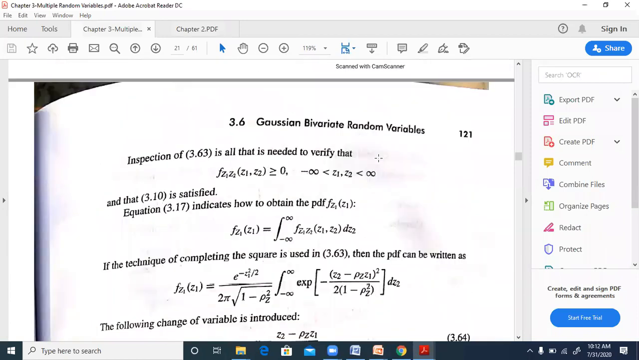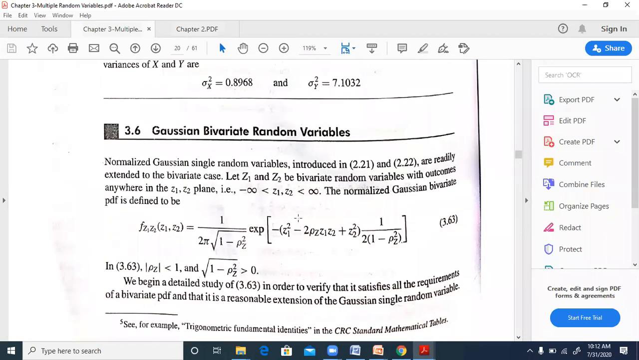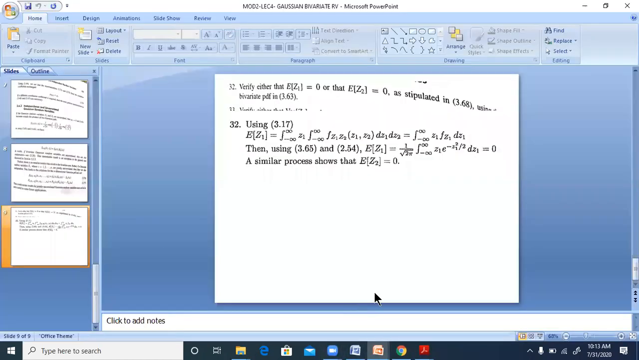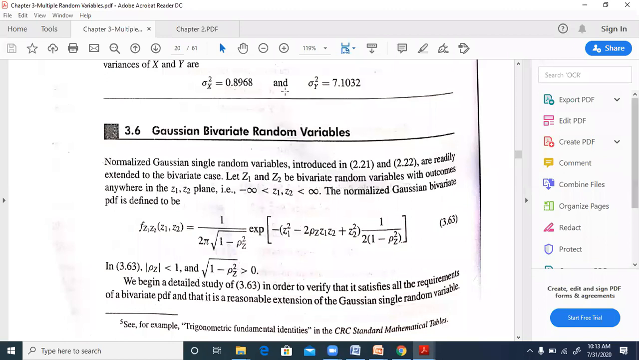So let us see 3.63. 3.63 is here. So within this, we need to use this over here and try to substitute in that and get the value there, right? We'll get E of Z1 is equal to the integral from minus infinity to infinity of Z1, times the integral from minus infinity to infinity of f(Z1, Z2) dZ2, dZ1, okay? This quantity we are going to get, and this quantity is nothing but f of z1 dz1, using 3.17. So 3.17 is here.